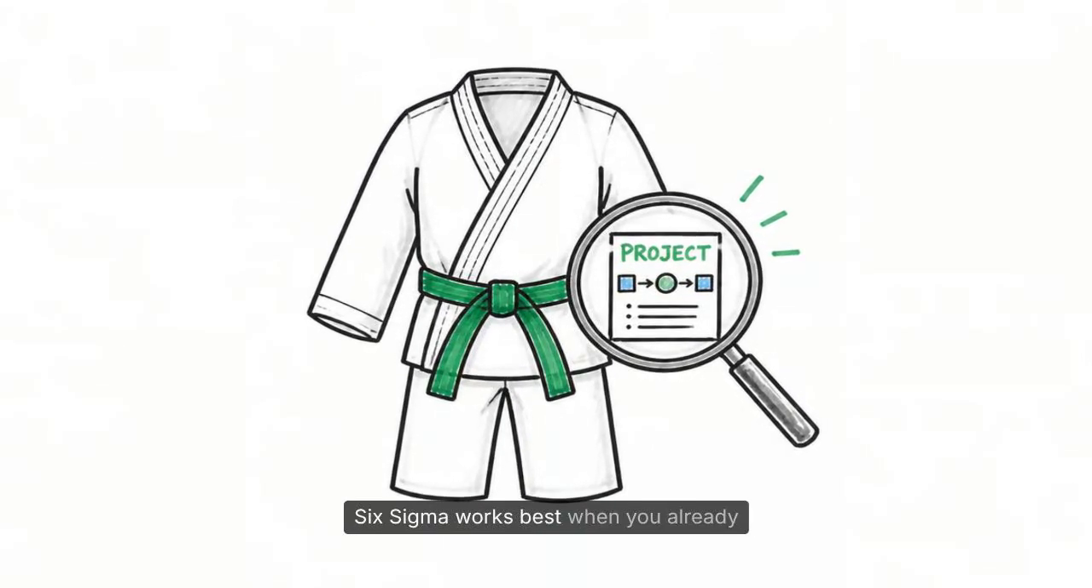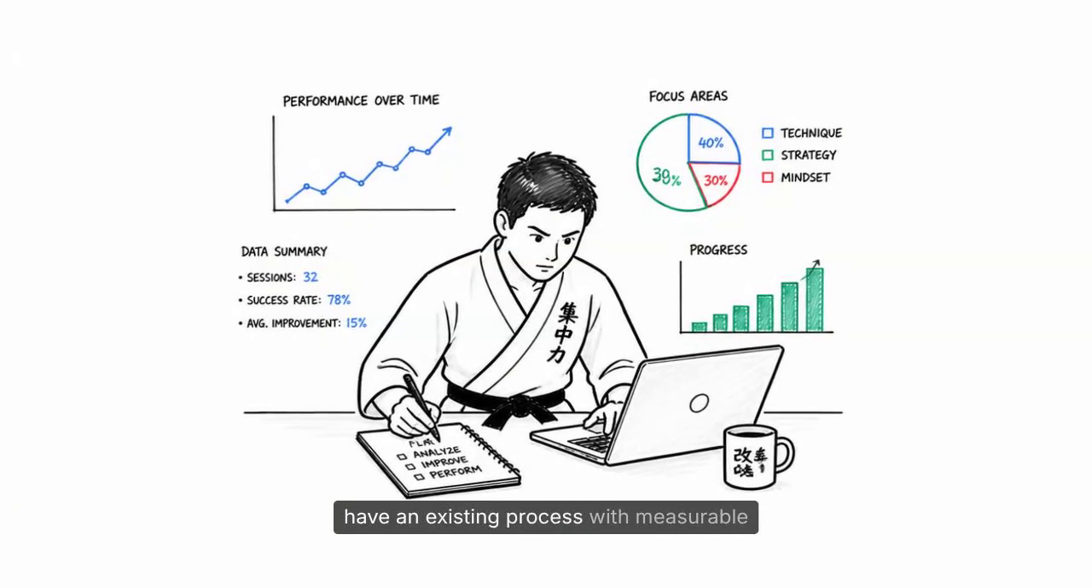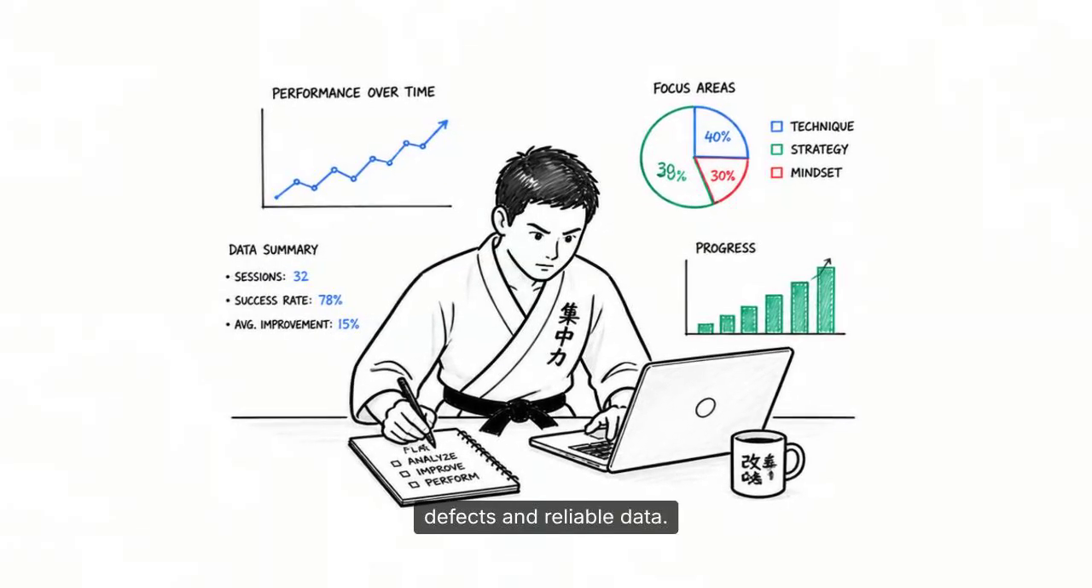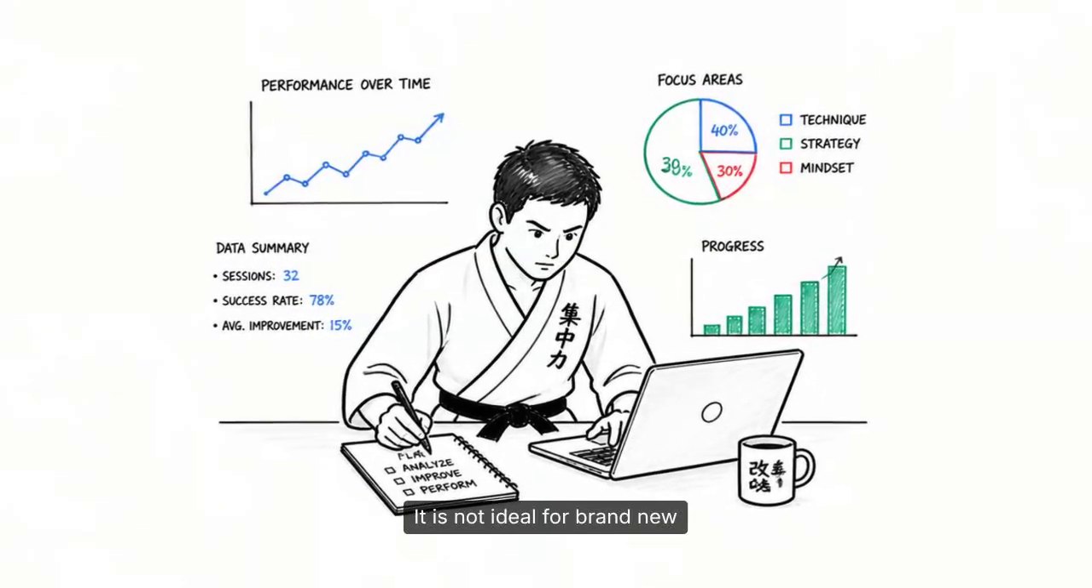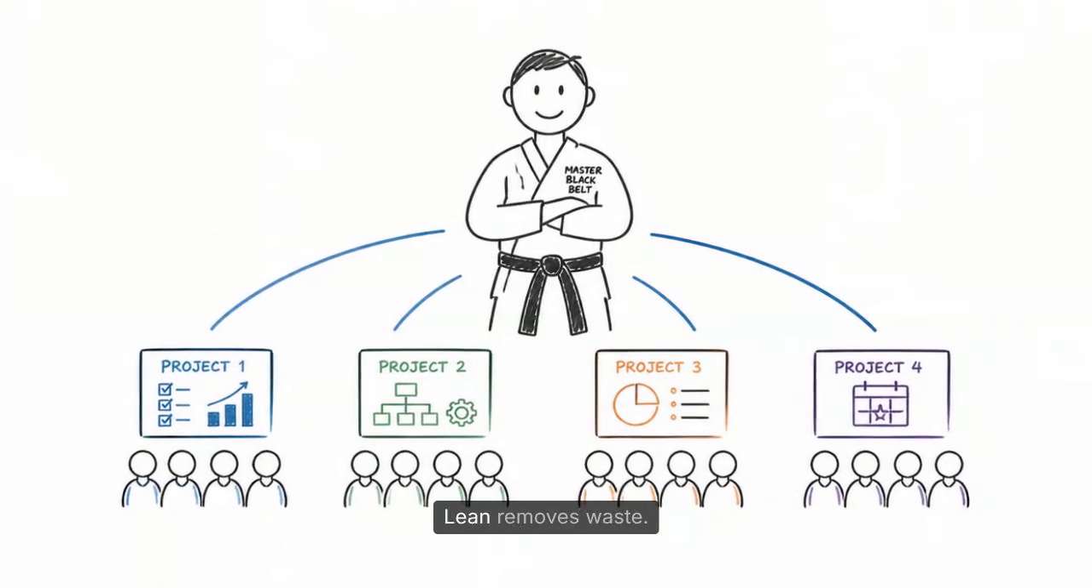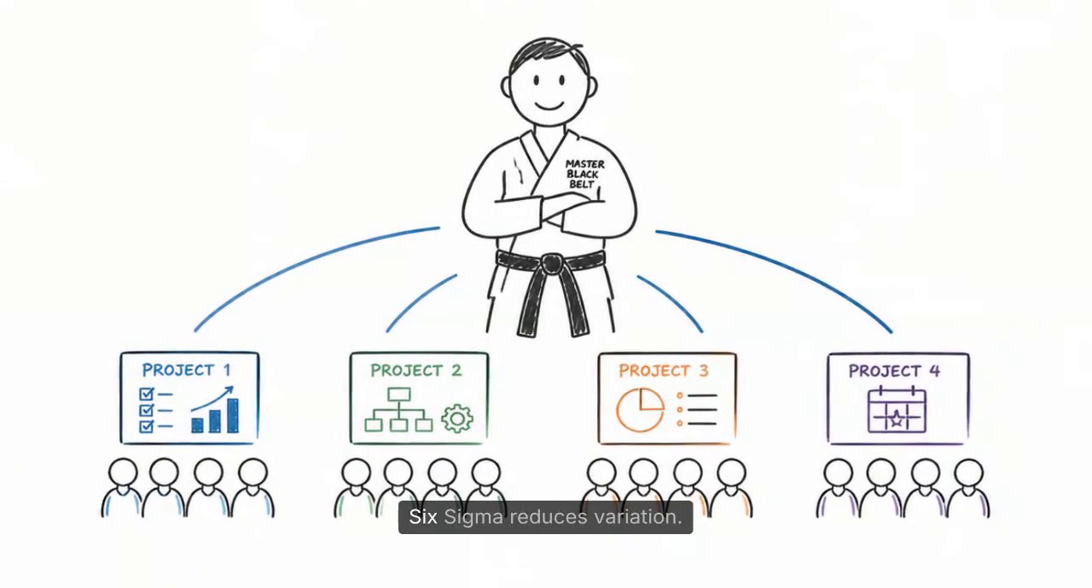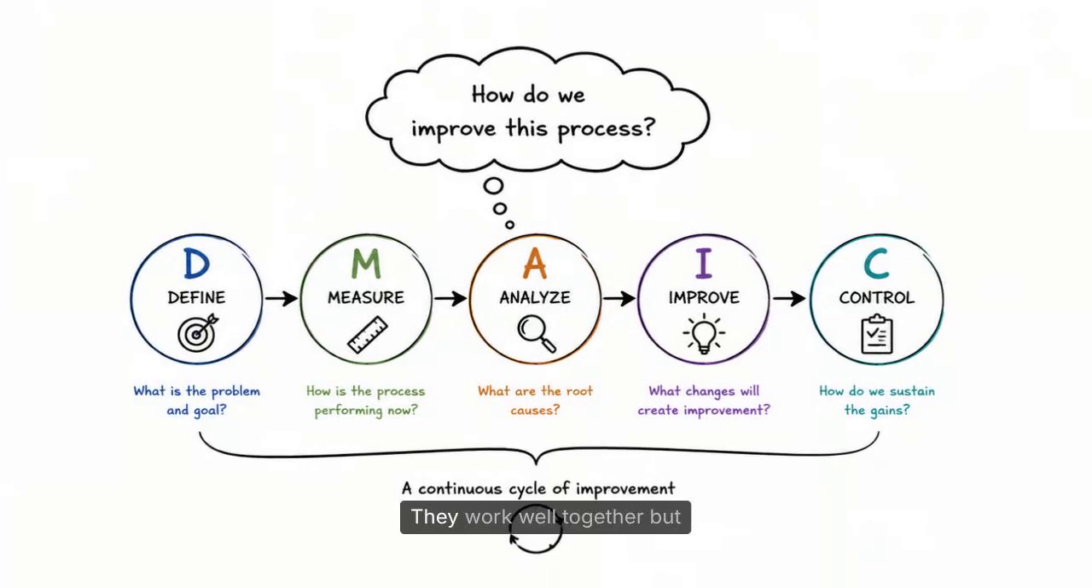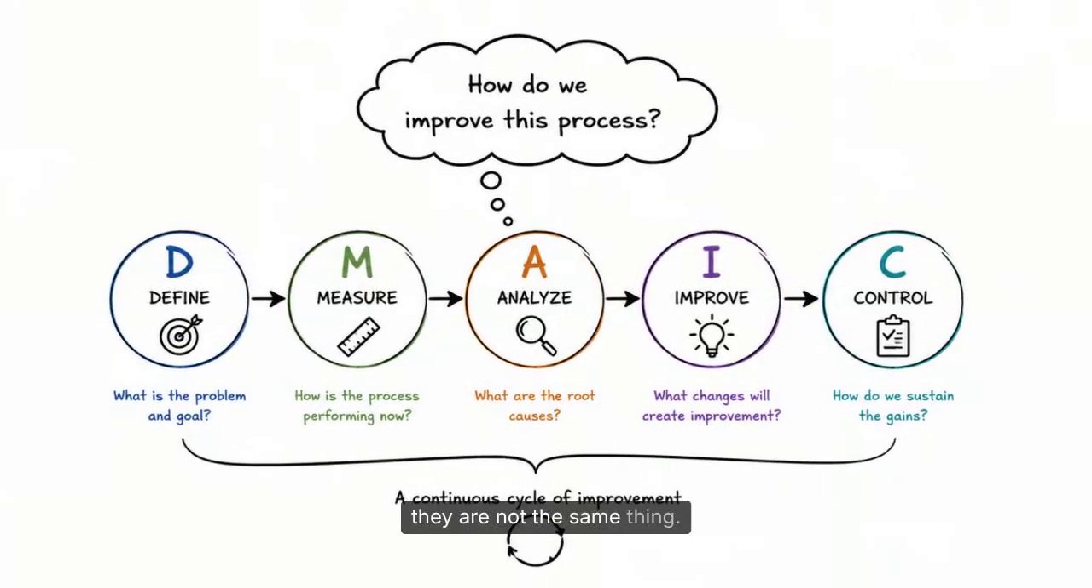Six Sigma works best when you already have an existing process with measurable defects and reliable data. It is not ideal for brand new processes or people problems. Lean removes waste. Six Sigma reduces variation. They work well together, but they are not the same thing.